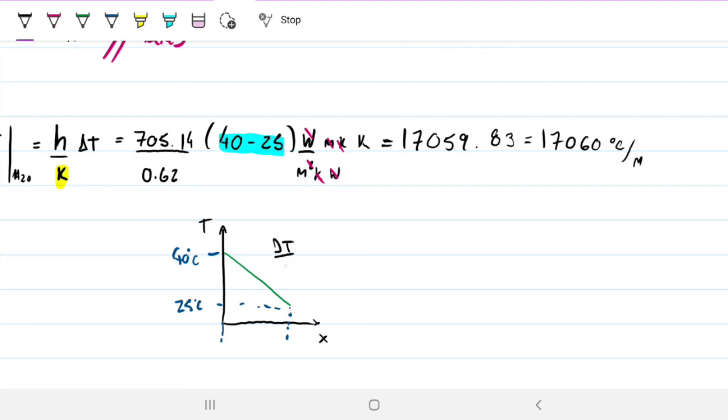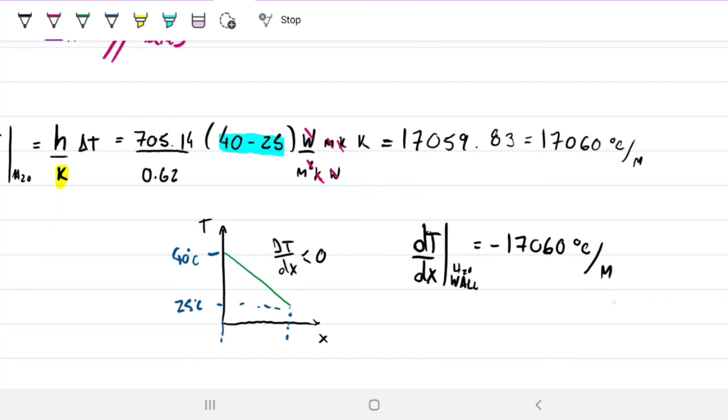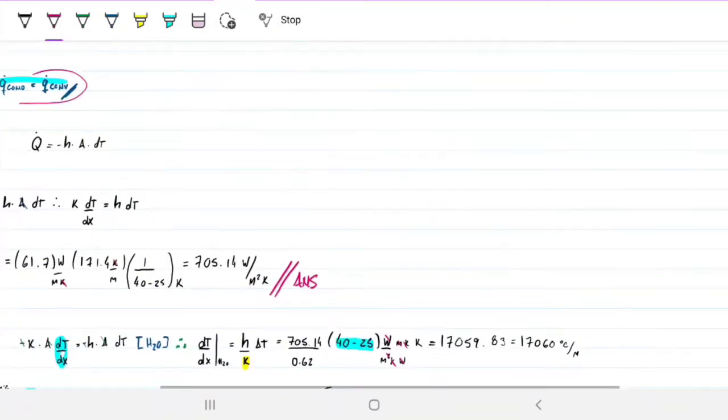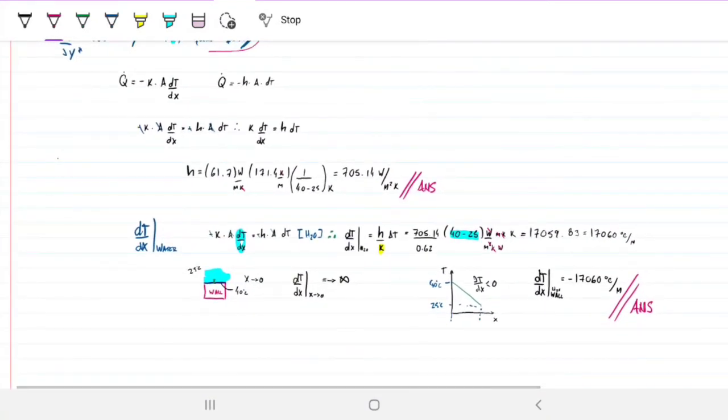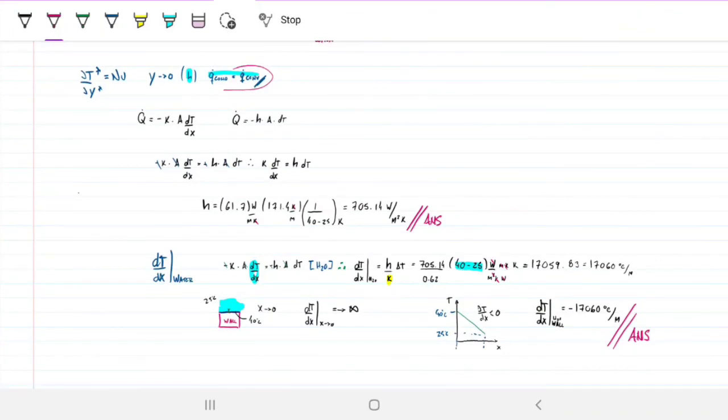Once again, my dT/dx is negative, right? So my actual answer is dT/dx at wall for water equals minus 17,060 Celsius or Kelvin per meter. Okay, if you guys give me positive numbers, I will consider it, but I want you guys to be sure of the reason why the negatives occur in these problems. All right, questions, hit me up.